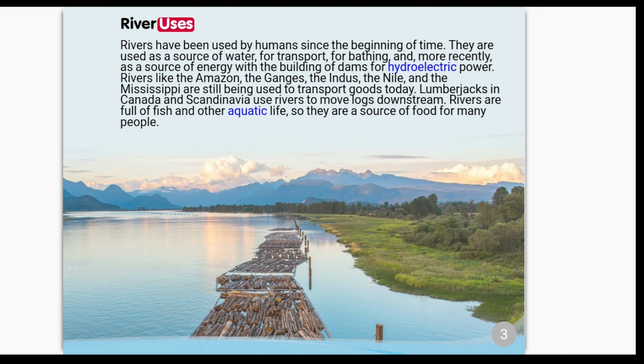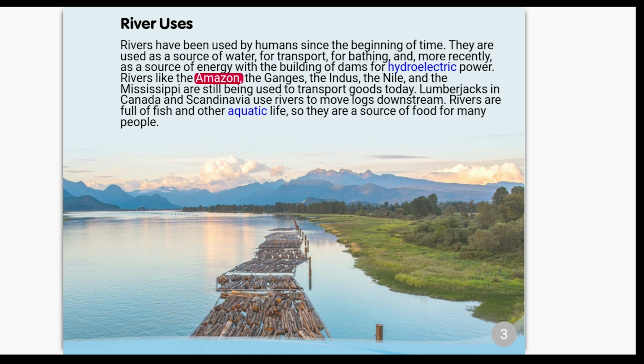River uses. Rivers have been used by humans since the beginning of time. They are used as a source of water for transport, for bathing, and, more recently, as a source of energy with the building of dams for hydroelectric power.